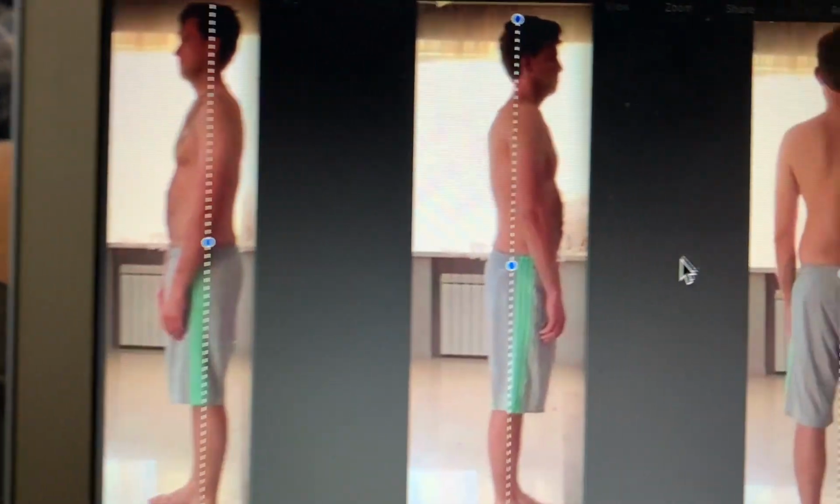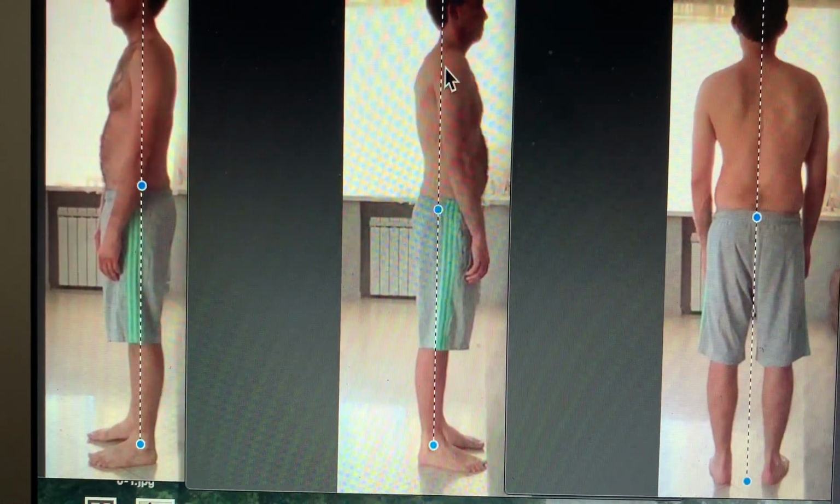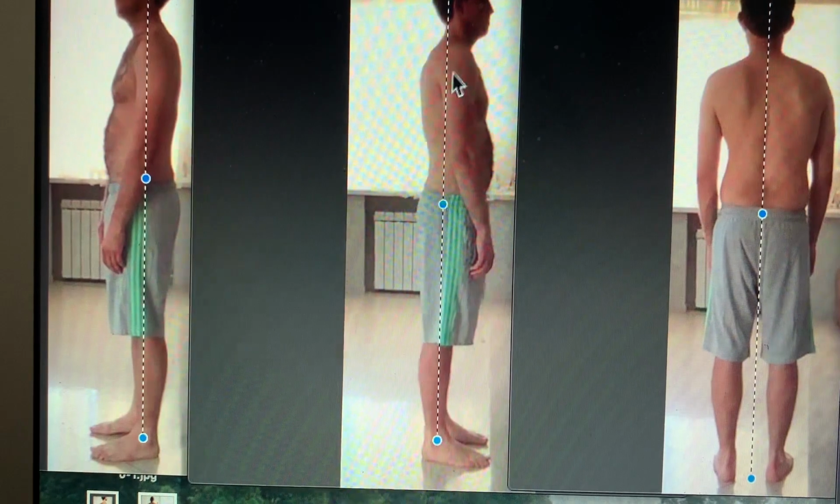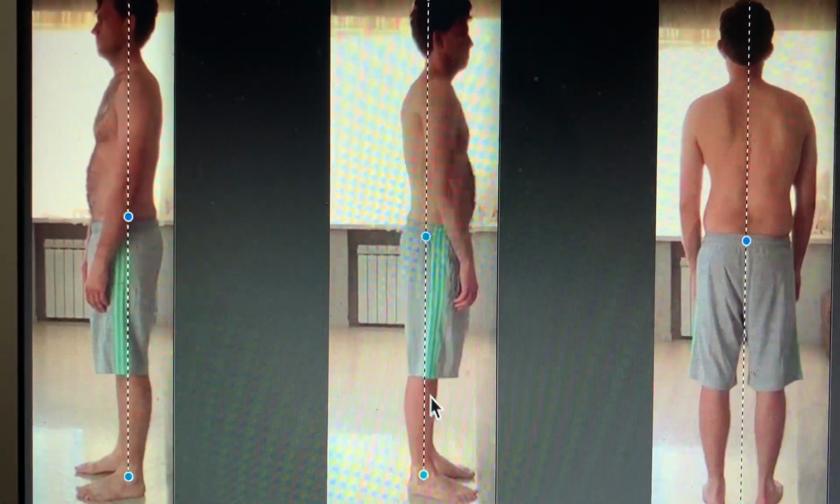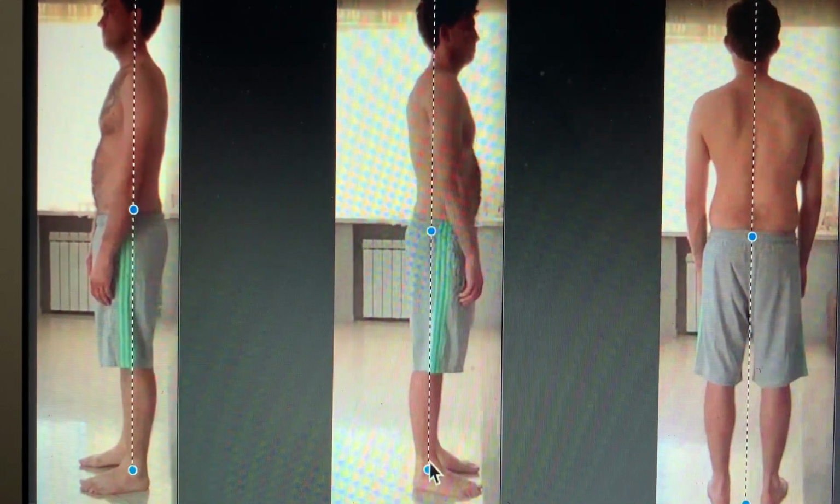From the side views, you can see the gravity line here is what this line is. You should see the shoulders, the head, the center mass. It's really the center mass of the shoulder, the center mass of the hips, the knees, and the ankles, on the bone here, that should stack vertically on top of each other.